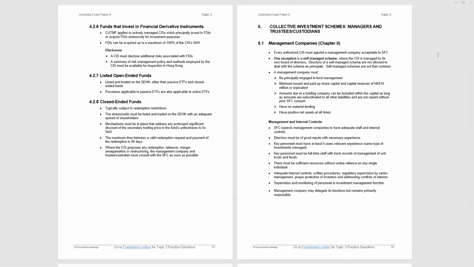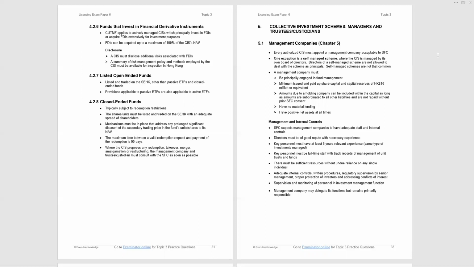Section 5, we look at collective investment schemes from the point of view of managers, investment managers, and the trustees, custodians. Remember, the mutual funds need custodians, unit trusts need trustees. Starting with the management company under section 5.5, the management company must, there's a set of bullet points, be principally engaged in fund management, with minimum issued and paid share capital and capital reserves of 10 million or equivalent. Used to be $1 million a few years ago, it's now 10 million. Amounts due to holding company can be included within the capital as long as amounts are subordinated to all other liabilities and not repaid without prior SFC consent.